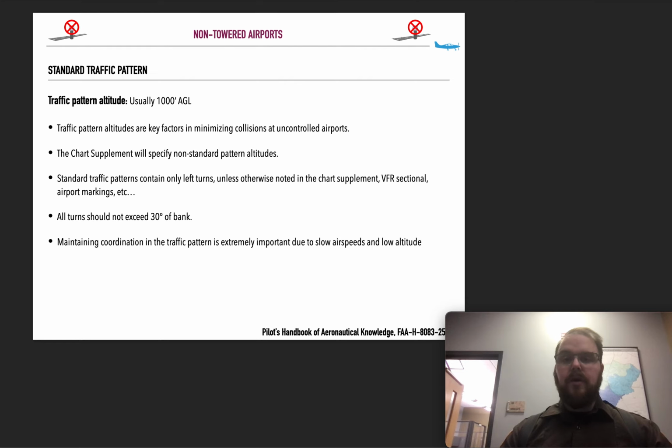All turns inside of a traffic pattern should not exceed 30 degrees of bank. I tell everybody that I fly with, and I try to stick to this rule myself, 20 degrees of bank is the maximum bank angle inside of a traffic pattern. This is obviously for safety. Since you're low to the ground, you're flying at slower airspeeds to prevent stalls or spins from happening low to the ground. And lastly, but not least, maintaining coordination is absolutely paramount when flying in a traffic pattern.